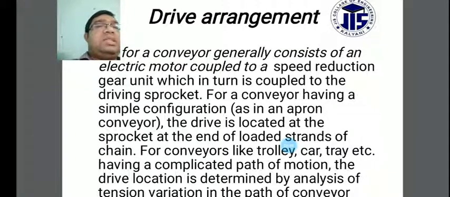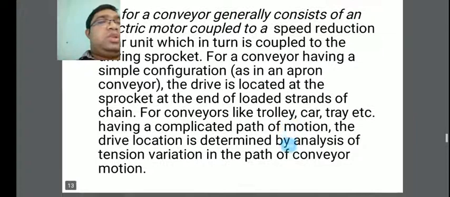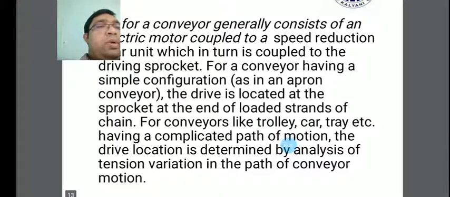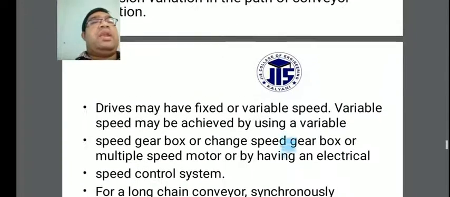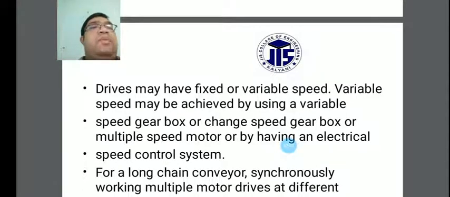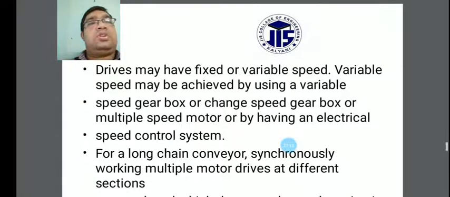The drive location is determined by analysis of tension variations in the path of conveyor motions. This is the path of the conveyor motion, and along this path the conveyor moves properly. For the drive arrangements, drives may have fixed or variable speeds. Sometimes you have fixed speeds, and sometimes variable speeds, and according to the requirements you have to choose fixed or variable speeds.